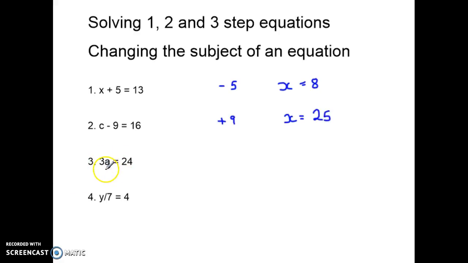Moving on, 3 and the A next to each other. Remember, in algebraic notation that means 3 times A. We just don't show the times sign. So as long as you're on top of your times tables, you should be alright with this. 3 times what is 24? The answer is 8. So as I said, invisible times sign here. So if A has been multiplied by 3, the inverse operation of multiplying by 3 is to divide by 3. And 24 divided by 3 gives me that A equals 8.